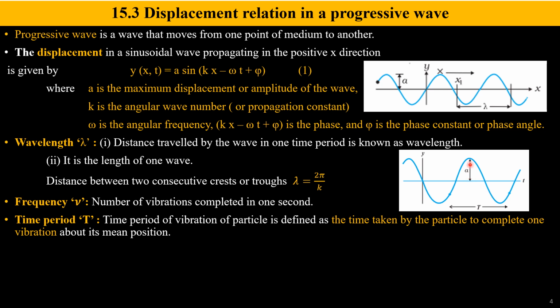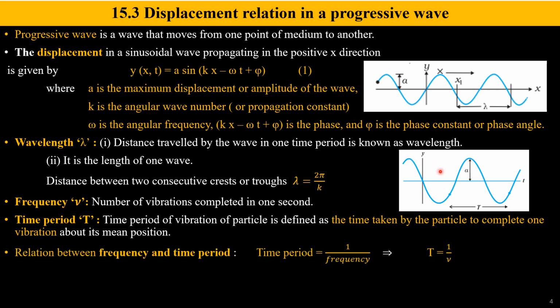The amplitude, the maximum displacement in the y direction, is shown here, and the horizontal distance between two troughs on the screen is capital T. Capital T is called the period. Instead of troughs, you can even take two crests. This is one crest, and this capital T here is also equal to the distance between the two crests.